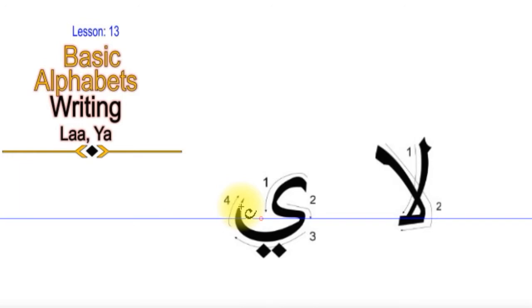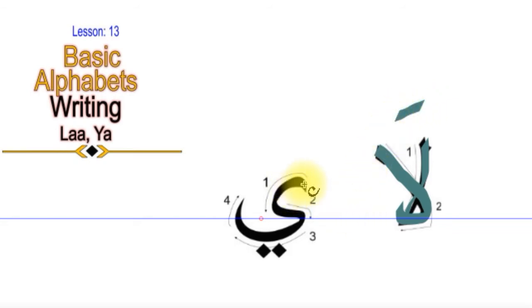Let's observe how I write the letter La. From the top, first stroke Fatha. I repeat again. From the top, down, top again, curve, put a stroke, Fatha.